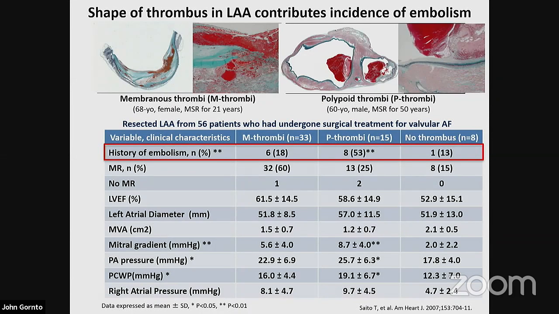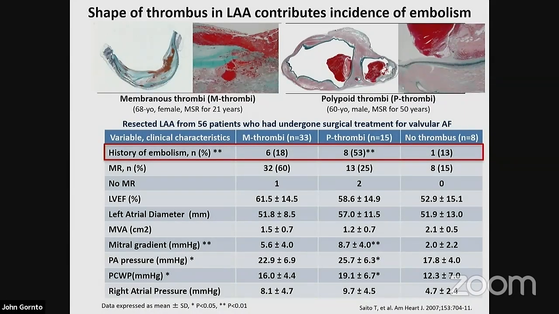The Japanese did a very nice study, and what they did, they removed the left atrium, and they looked at what type of thrombi were seen in the atrial appendage in the patients who were getting emboli and who did not have emboli. So what they showed was if you have a mural thrombus, this is a mural thrombus in the appendage, mural thrombi tend not to embolize. If it's a polypoid thrombus that is projecting into the lumen, logically it makes sense and they tend to embolize. So that was the main thing that they found.